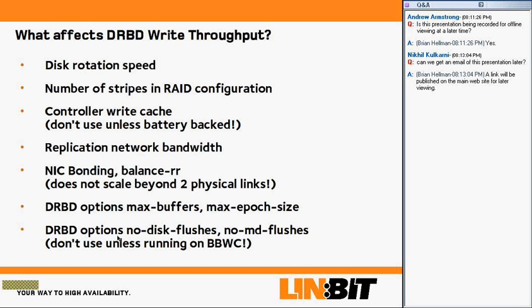So the recommendation that we always make, and this is also mentioned and described at length in the DRBD User's Guide, is you should always allocate at most 30 to 40% of your effectively available replication bandwidth to DRBD background synchronization. And the way that you do that is using the rate option in the syncer section of your drbd.conf.